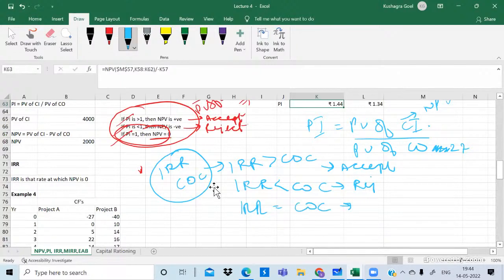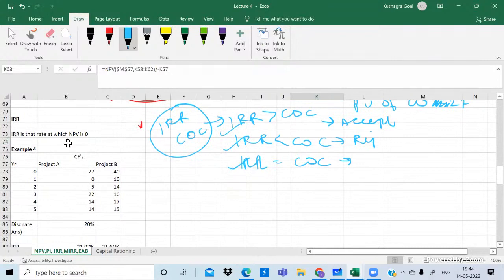So you're raising funds at 20%, and you're investing it in a project which is also generating 20%, which means you are indifferent. So now the management has to take a call whether the project should be accepted or rejected. So this is the thumb rule as to what is to be done with the IRR. Calculate your IRR, compare it with the cost of capital, and then see whether you should accept the project, reject the project, or you are indifferent.